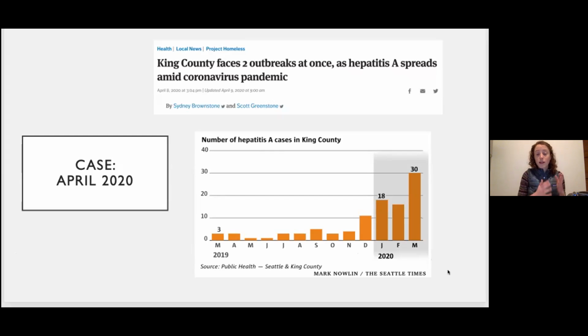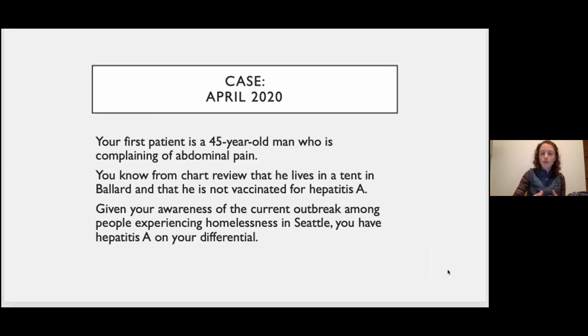And you read that between January 1st, 2019 and April 1st, 2020, there were 165 cases of hepatitis A in King County as compared to a typical year's caseload of 5 to 16. And that 50% of those people affected were experiencing homelessness. So when you get to clinic, your first patient is a 45-year-old man who's complaining of abdominal pain. You know from chart review that he lives in a tent in Ballard and he's not vaccinated for hepatitis A. So given your awareness of the current outbreak in people experiencing homelessness in Seattle, you have hepatitis A on your differential.